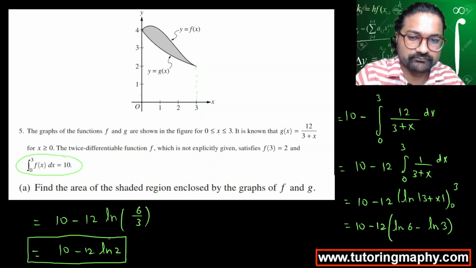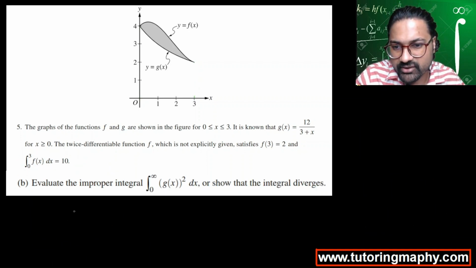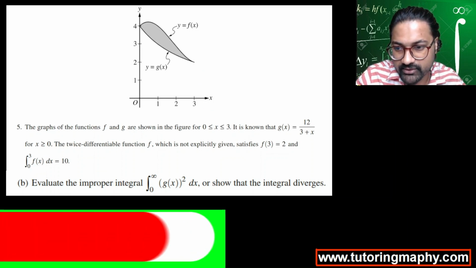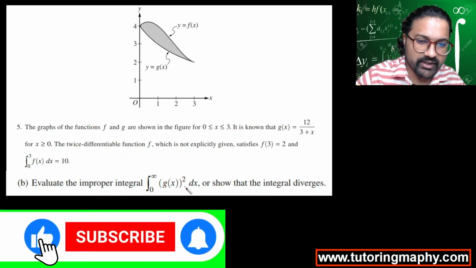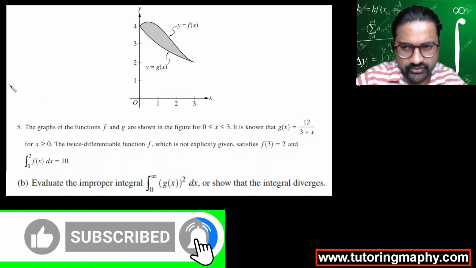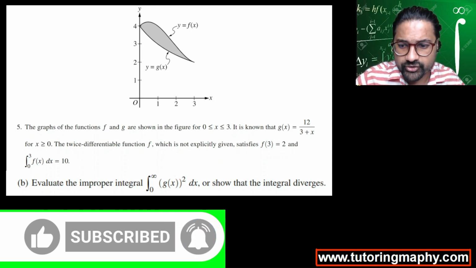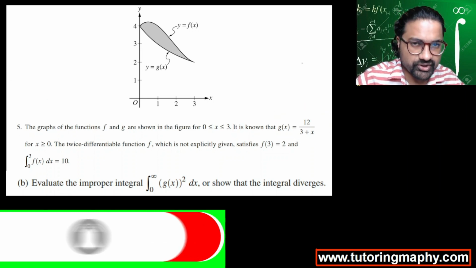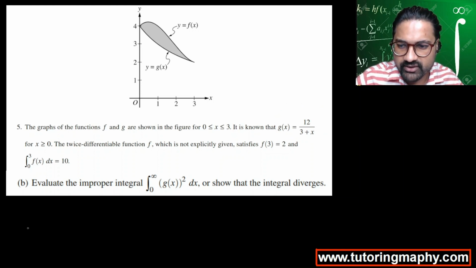So why bother? Okay. Next question, evaluate the improper integral, interesting, from 0 to infinity of g(x) squared dx or show that the integral diverges. Okay, we can do that. Fortunately, the function g is already given to us. So I'm going to say that integration from 0 to infinity.